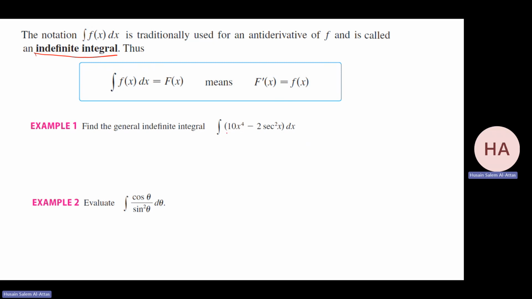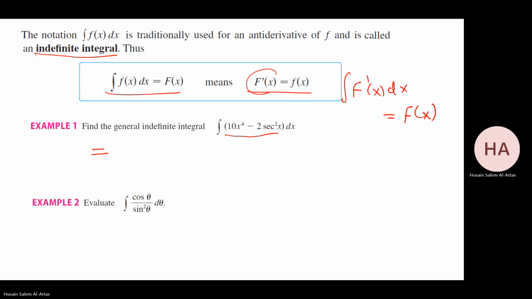So I need to find the antiderivative of this. Where the integral of capital F prime dx is capital F of x. Finding the antiderivative, that will be 10 x to the power 5 over 5. Secant square is what? Tan x. Don't forget plus c. So that will be 2x to the power 5 minus 2 tan x plus c.